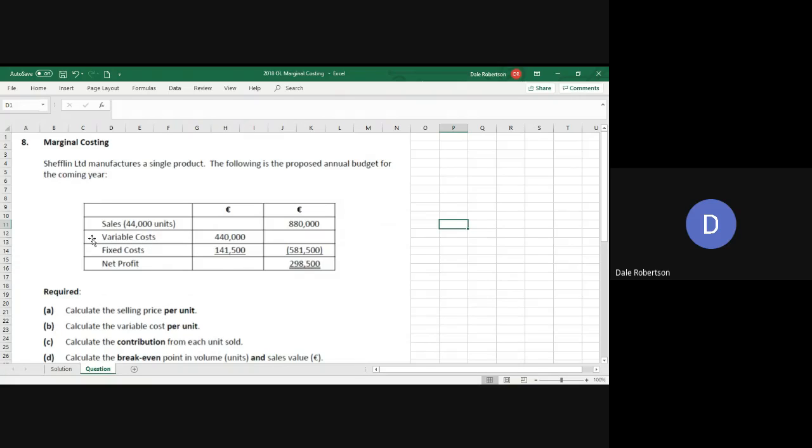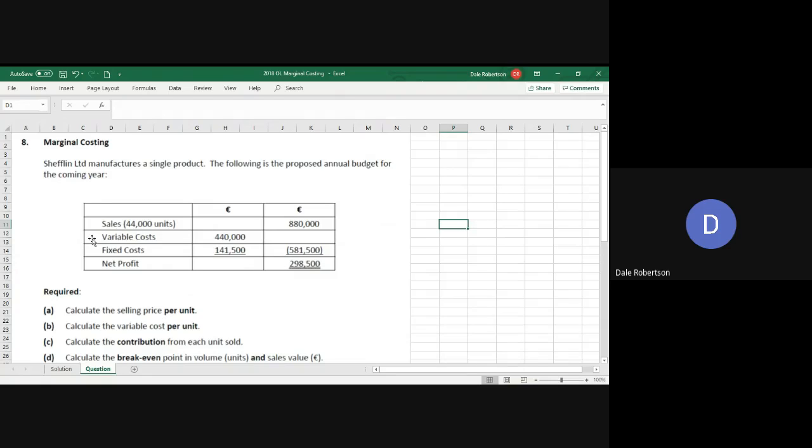Now, in marginal costing, it is really important that we understand the difference between variable and fixed costs. Variable costs are those costs which change as production levels change. So as you make more caps, you will have more of these costs. An example might be materials. As you make more caps, you'll need more fabric. Wages will be a variable cost. As you make more caps, you'll need to pay more wages. Maybe even electricity is a variable cost. As you make more caps, you'll have to use more electricity.